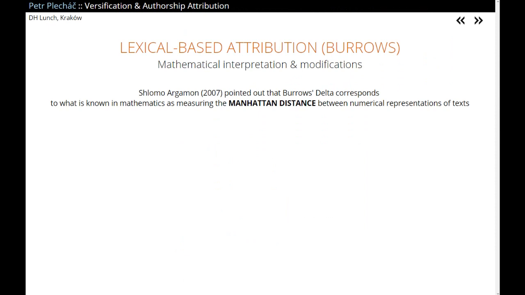In 2007, Shlomo Argamon, American computer scientist or data scientist, mathematician perhaps, pointed out that Burrows' Delta corresponds to what is known in mathematics as measuring the Manhattan distance. What Burrows came to by intuition is actually something that has been known for a long time in mathematics or in data science.